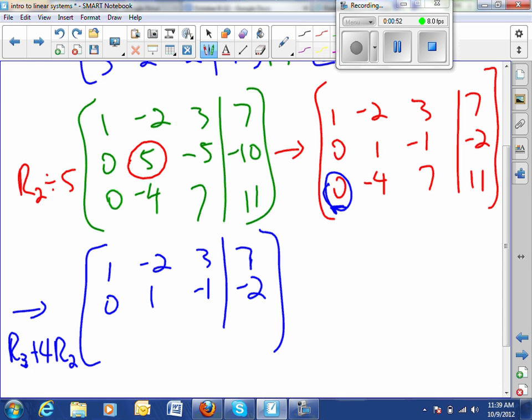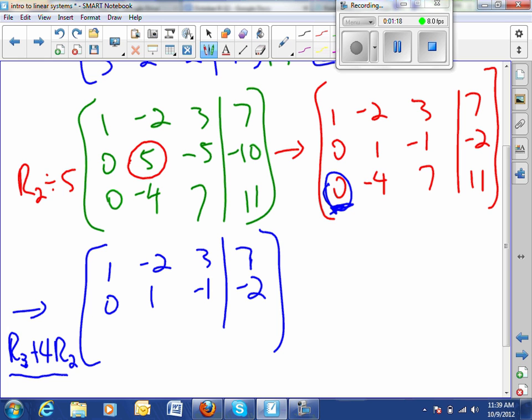So in order to prevent getting something non-zero in this place, we're going to take row 3, and we'll add row 4 times row 2 to it. Let's try that again. Row 3 plus 4 times row 2. And I have that written down here at the bottom. Alright, so let's do it and see what happens. Row 3 plus 4 times row 2.